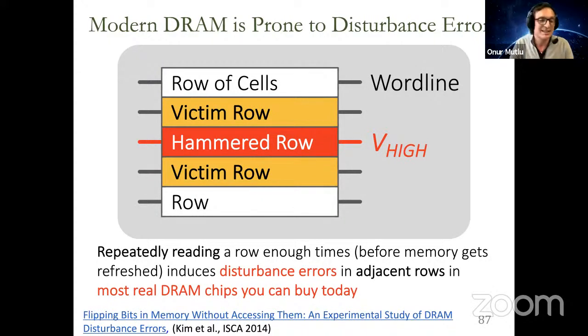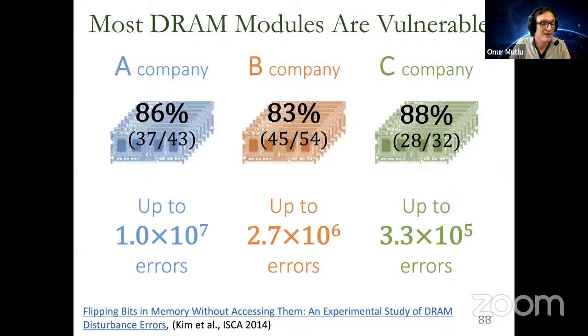Okay. So basically, we showed that more than 80% of the chips manufactured by three major manufacturers are vulnerable to this effect. There are only three major manufacturers in the world: Samsung, Hynix, and Micron. So basically, more than 80% of the chips that are in the market are vulnerable to this problem. So let me quickly say why this problem is happening.